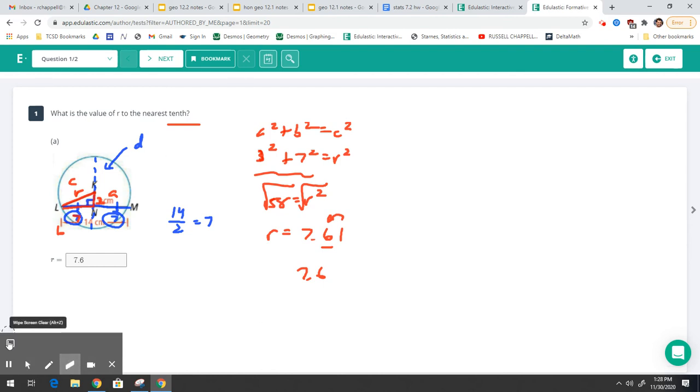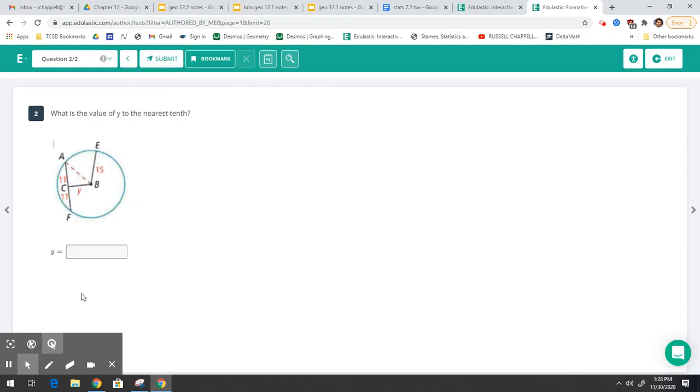All right, let's try the next one. Similar type of problem. It says, what is the value of y? So in this picture, I have a circle. I have a couple radii. EB is a radius, and so is AB. This dotted segment is also a radius. Now, we have this BC going through B, and AF is a chord.